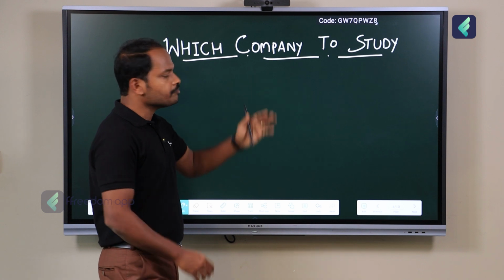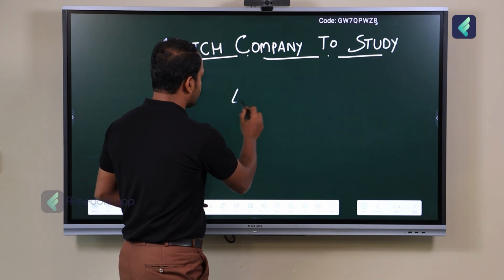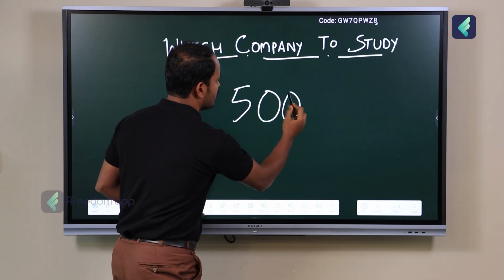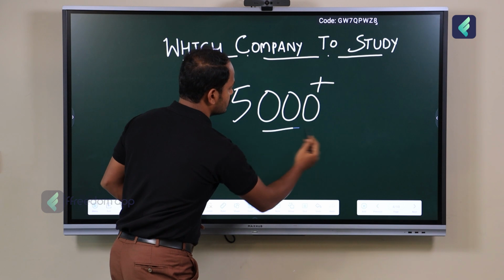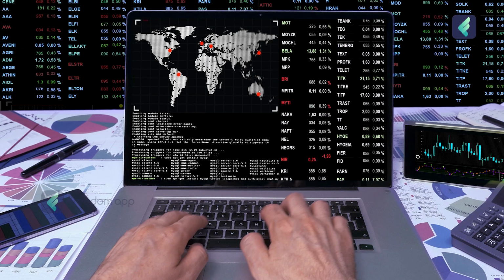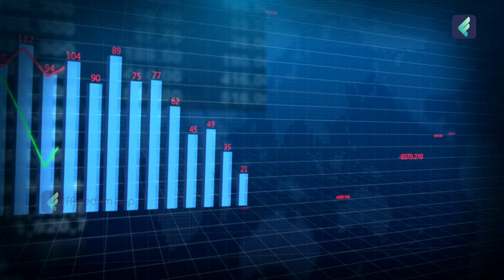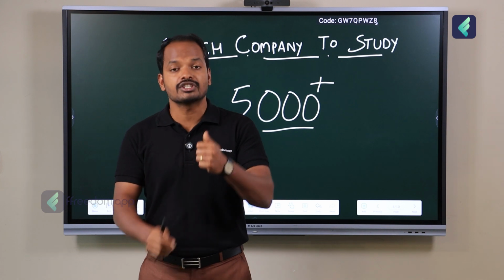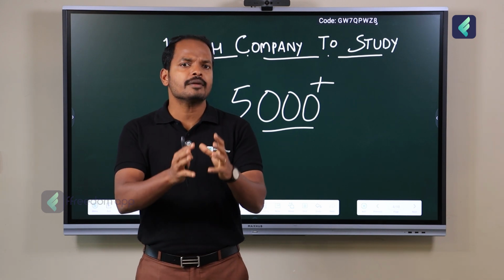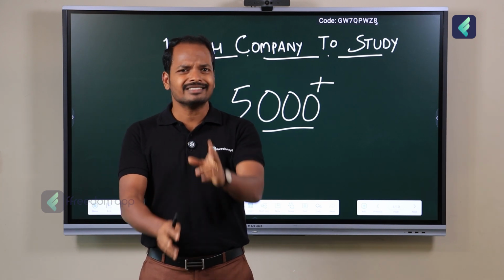So, which company to study? There are more than 5,000 plus companies listed on stock market. Out of these 5,000 and odd stocks, I will help you to choose a bunch of stocks which are best performing or fundamentally strong stocks in less than 2 minutes.